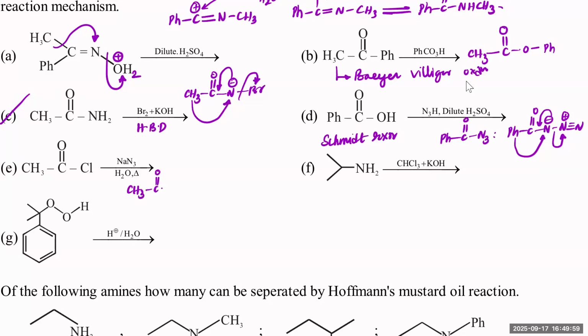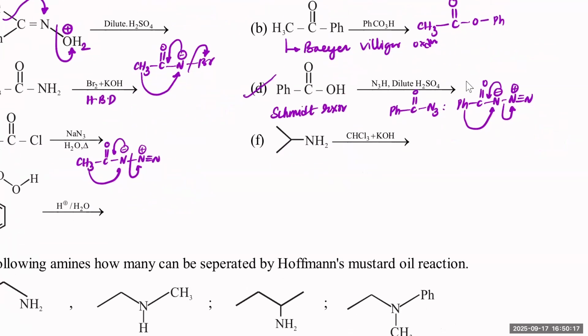So C double bond O, and we will get N3 plus N triple bond N plus and minus. Same logic. You can remove this, methyl will go and this one. So yes, here also and here also we will see that nitrene form. Okay.